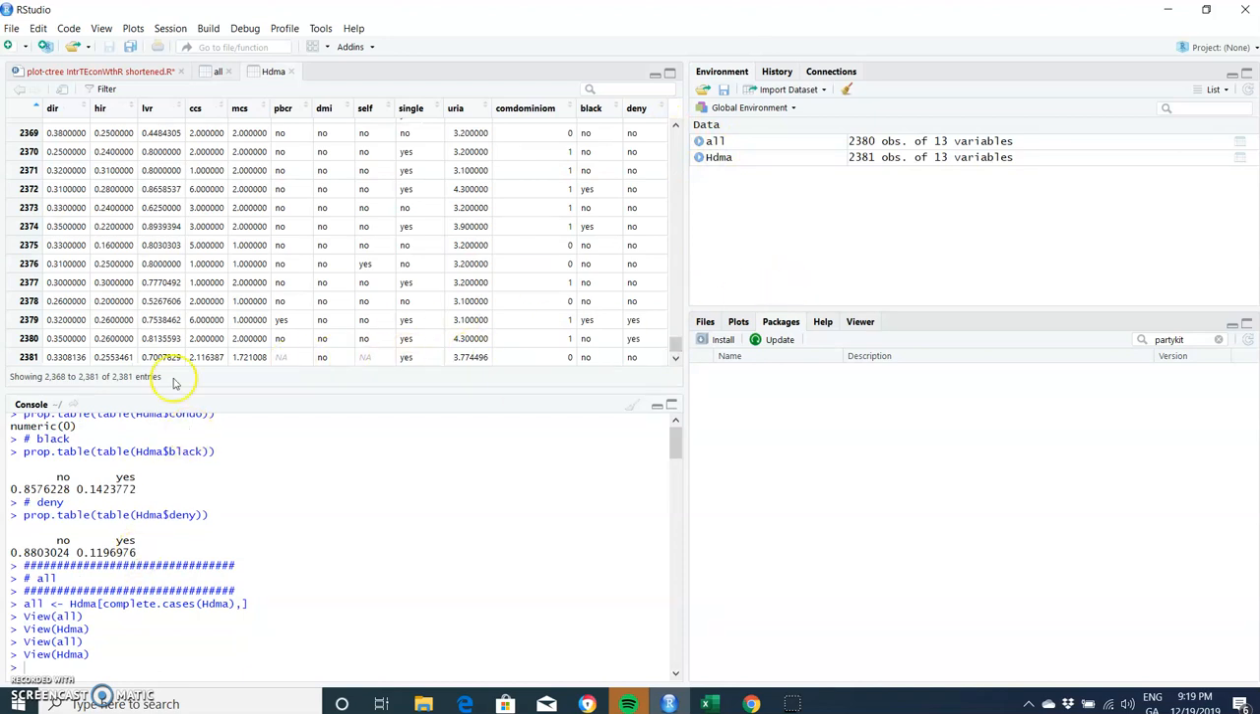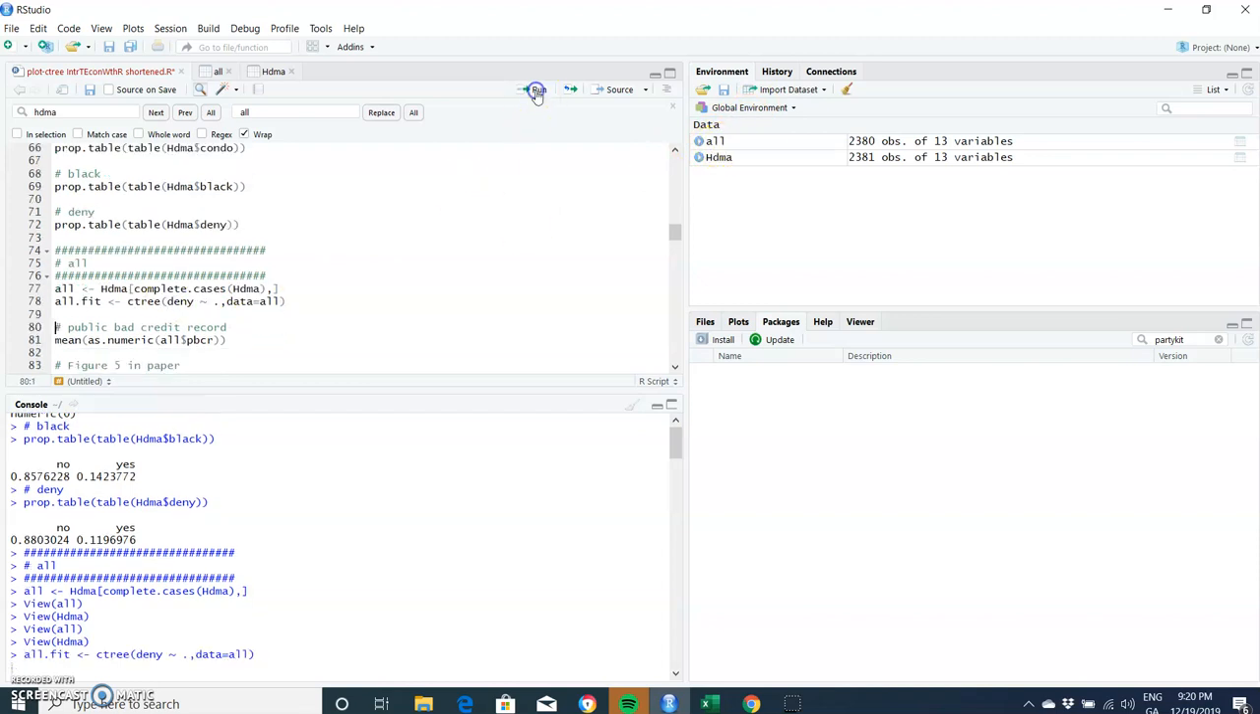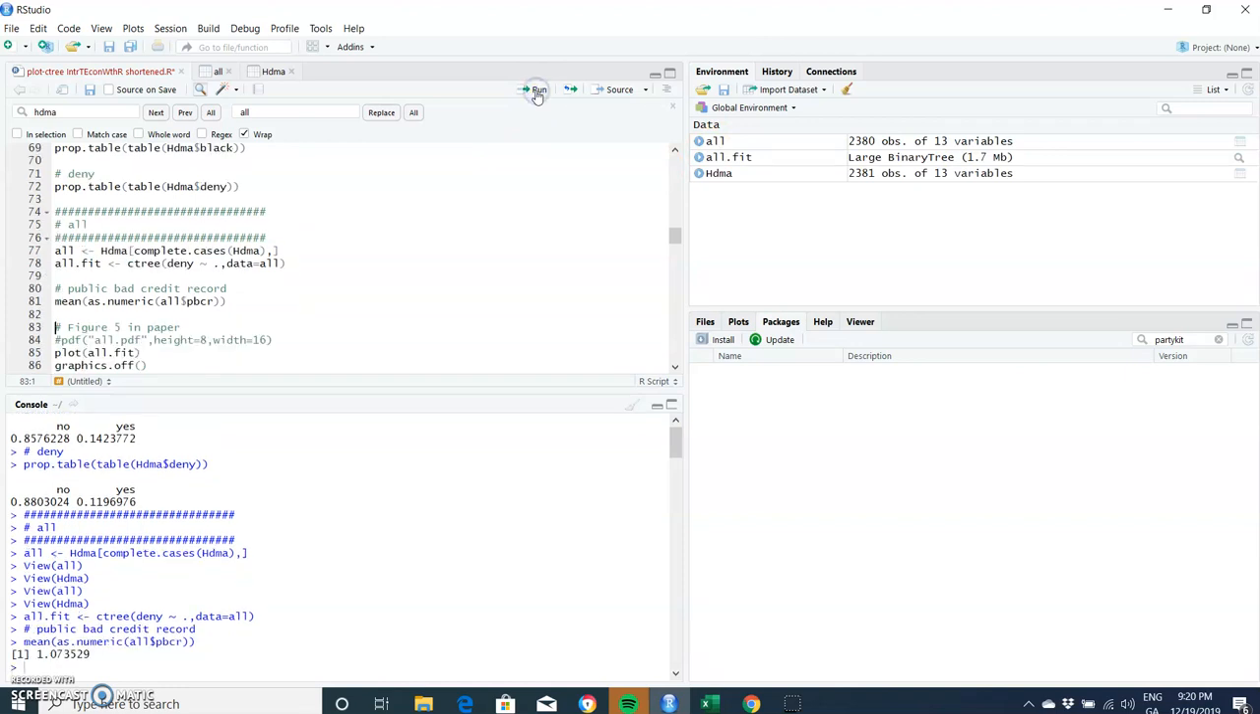Okay, so we'll go back to building the ctree, and let's run the data. So we're running the ctree. We're saying deny tilde, so we're trying to explain whether we denied the mortgage or not in terms of the applicant. And this full stop then comma implies we use the entire data set, and the data set that we're using is all, which we have here in the global environment. So we run that, we have all fit, and then we plot our graph.